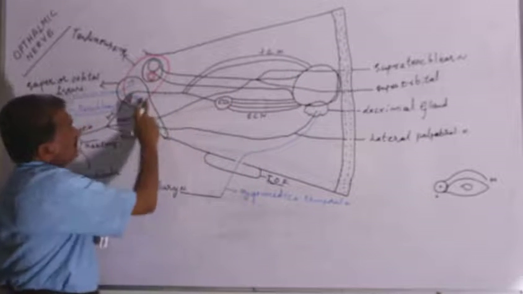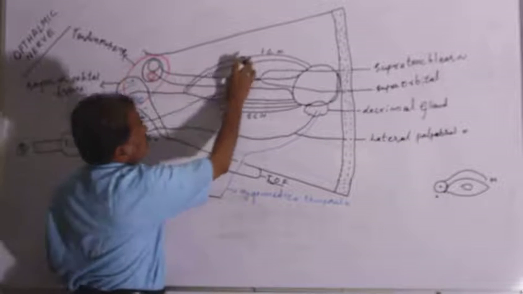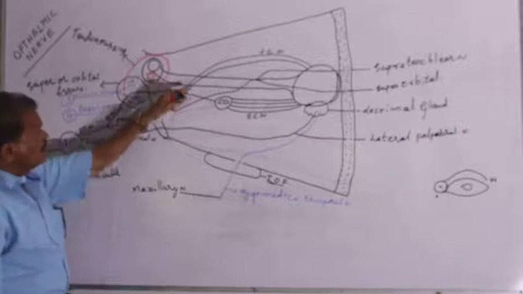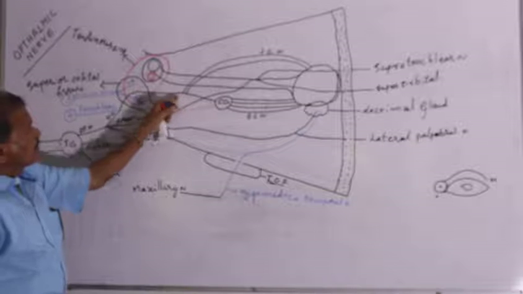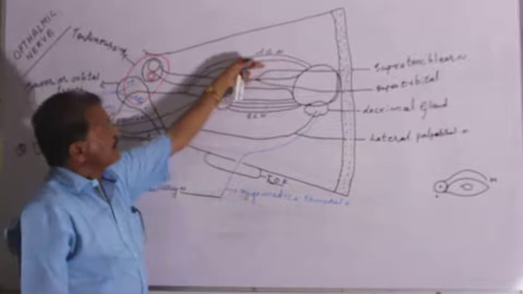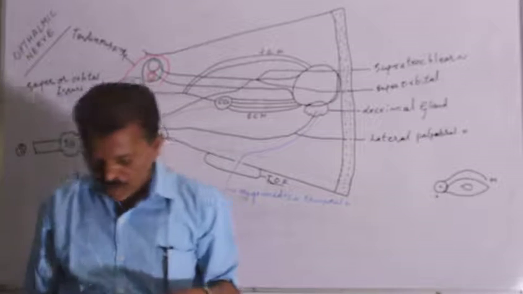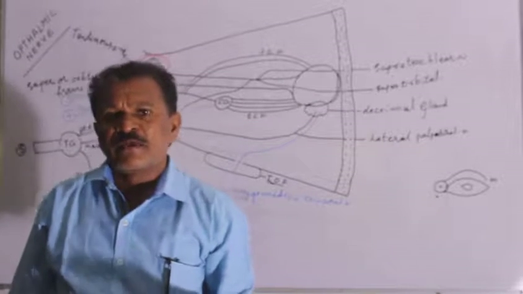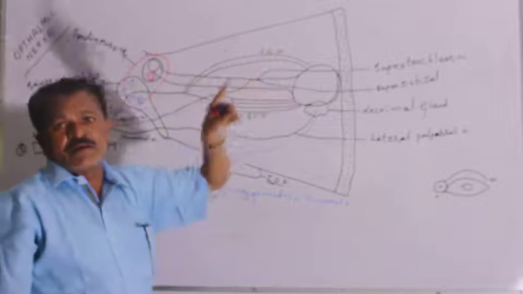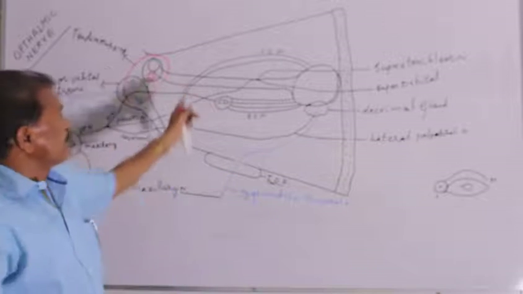The long ciliary nerves arise from the nasociliary nerve and run anteriorly. The originating point is lateral to the optic nerve, and they cross the optic nerve and run anteriorly and enter into the eyeball. They supply the iris muscle and ciliary body, and the cornea is supplied by the long ciliary nerve.